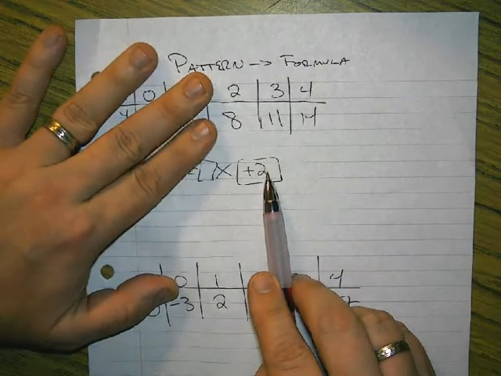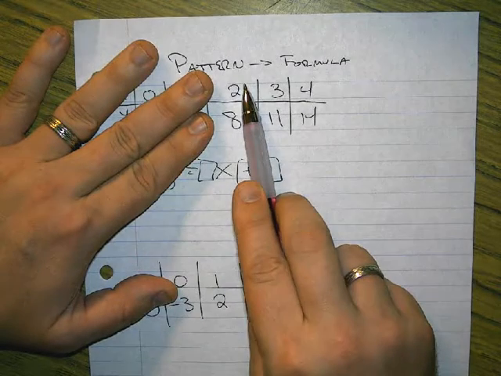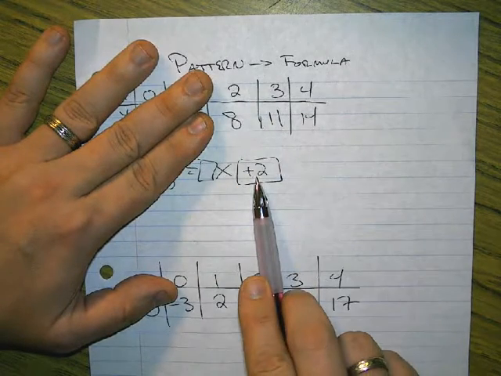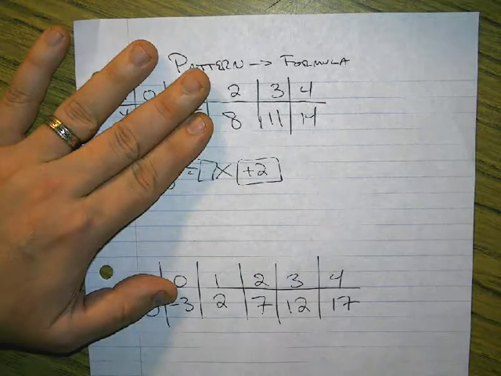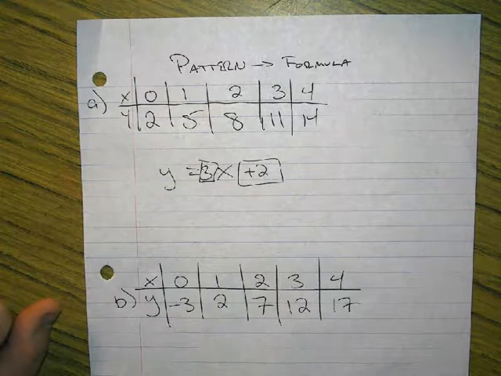That one worked. Let's check it with just one more spot. Let's see if 3 still works here. What's 2 times 3 plus 2 more? 8. It totally worked. So our equation is y equals 3x plus 2.